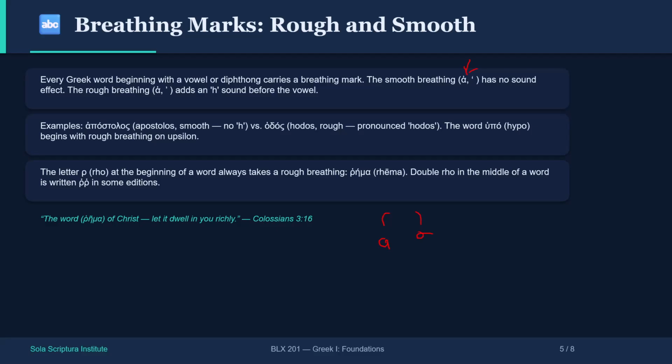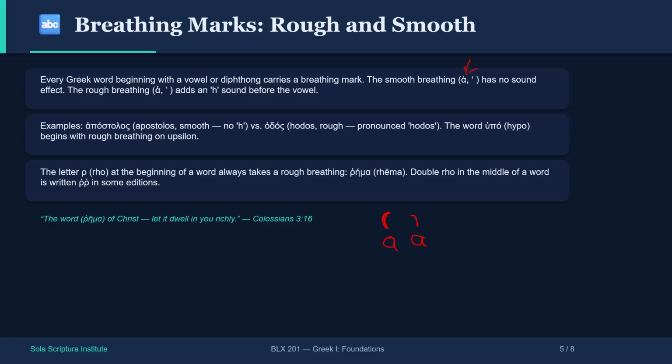So say you have the, I want to write the letter a little better. Say you have the letter A. So this would be your alpha, right? This one over here would be your rough breathing mark. This one over here would be your smooth breathing mark. A little tricky, right? Trying to write with a mouse, but on the tablet it's a little better.